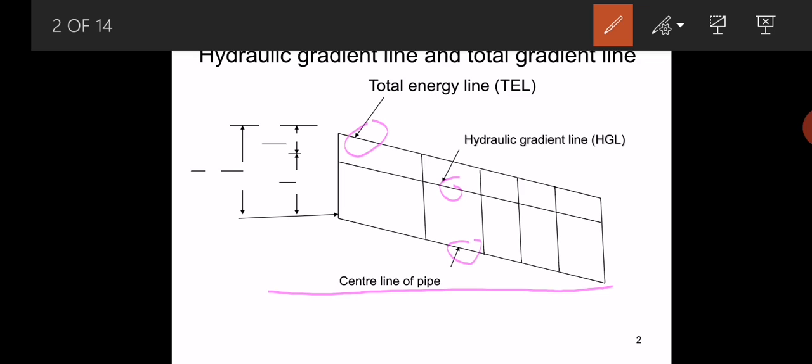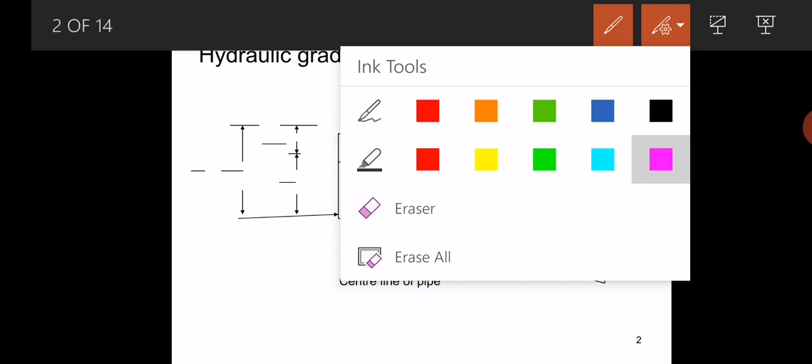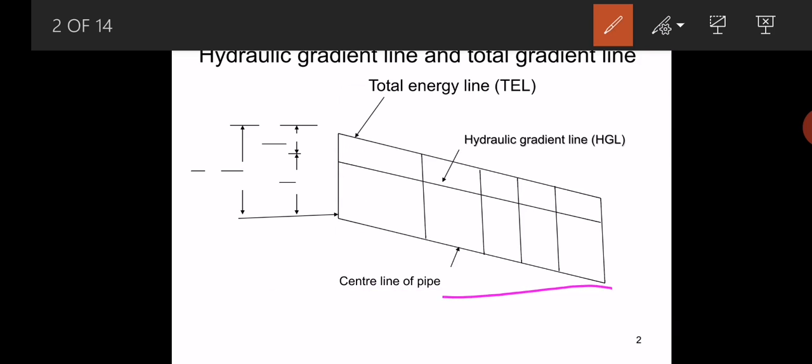Here hydraulic gradient line means it is the line which is the sum of the datum head and pressure head. Whereas in the case of total energy line, consider the reference line. It is the sum of the datum head, pressure head and kinetic energy with respect to the reference line, known as the total energy line. So these are the very important definitions for the semester exams. He may ask one more question.